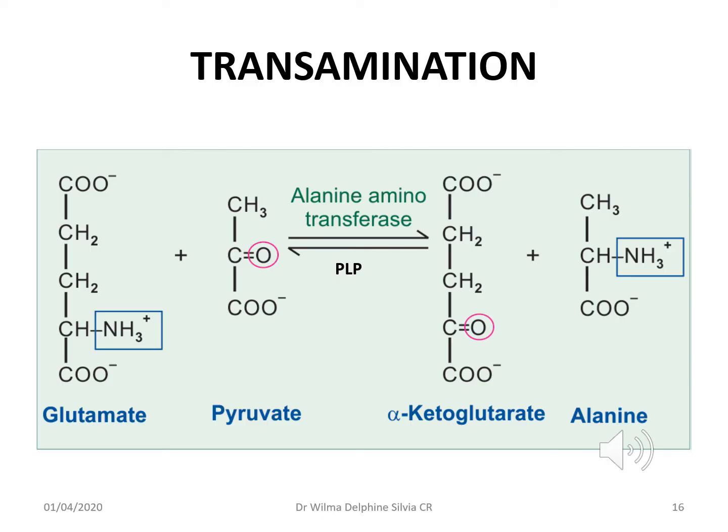I would like to emphasize the same reaction. Here an amino acid glutamate is considered and the keto acid pyruvate. The amino group from the glutamate is transferred to the pyruvic acid, so that a new keto acid, alpha ketoglutarate, is formed corresponding to the original amino acid glutamate, and a new amino acid, alanine, is formed corresponding to the original keto acid pyruvate, in presence of an aminotransferase, that is alanine aminotransferase, and a coenzyme pyridoxal phosphate. This is a reversible reaction without utilization of energy and without liberation of ammonia.